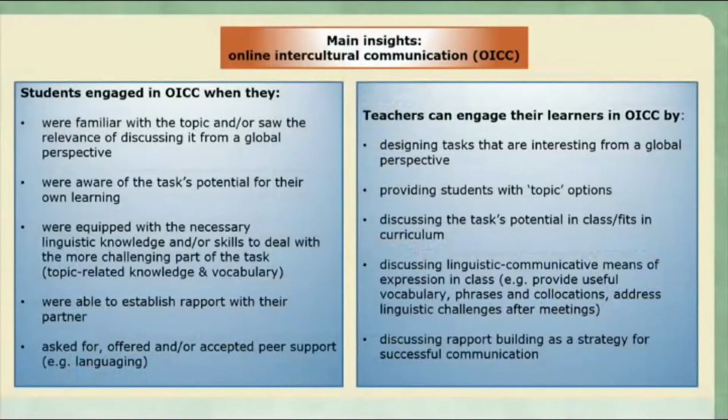Well, teachers can engage their learners who participate in telecollaboration in this type of communication by designing tasks that are interesting for them, and specifically from a global perspective if you want to have this intercultural conversation. Providing students with topic options, because we saw in the second task that it might be a good thing to give them a choice. In the third one, they were more engaged and more involved, if they actually liked the topic, and that's important.